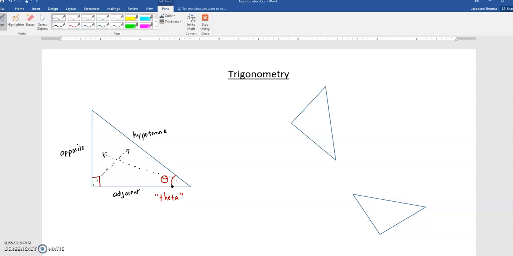So the hypotenuse is going to be furthest away from the right angle. It's going to be the longest line, always. That's going to be the hypotenuse. Furthest away from the angle theta is going to be opposite, and the last leg touching the angle theta, that's not the hypotenuse, is going to be the adjacent.